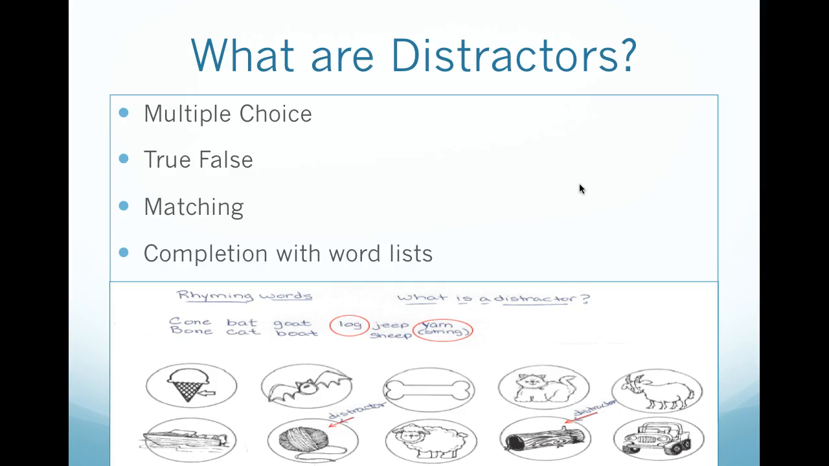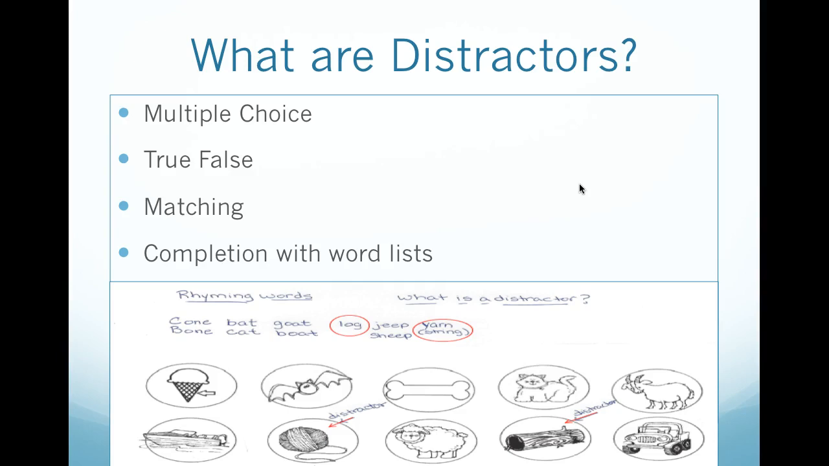So one of the big things about creating standardized test items is that many of them require what are called distractors. Multiple choice items have distractors, true false items have distractors, matching has distractors, and completion items with word lists have distractors. The purpose of distractors is to confirm that students aren't just guessing, that they actually have an understanding of the content you're assessing. So all of these types of assessments will have distractors on your traditional test items.